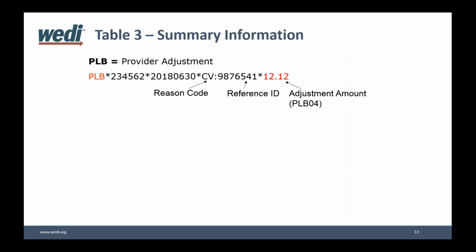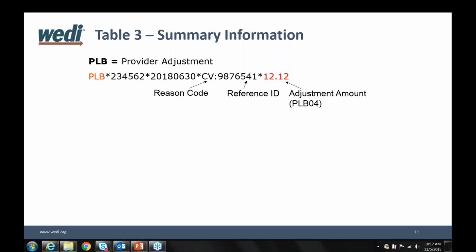And finally is the Table 3 summary information and the PLB, provider level adjustment. This segment represents any adjustments that are not reported at the claim level. There's lots of reasons for provider level adjustments: overpayment recovery, other adjustments, interest, etc. These represent a dollar amount that will impact directly against the total payment for that transaction set.